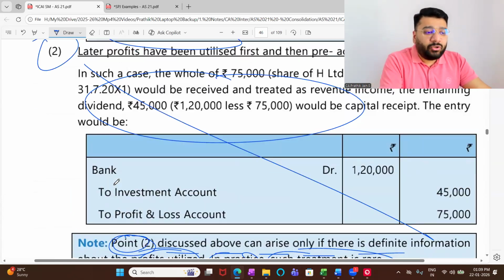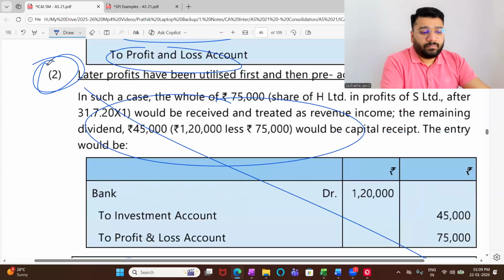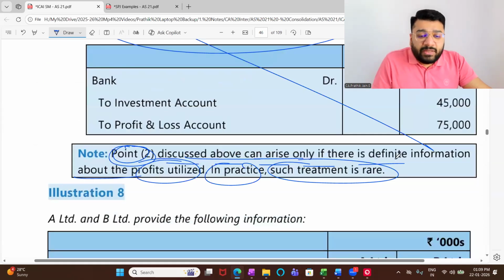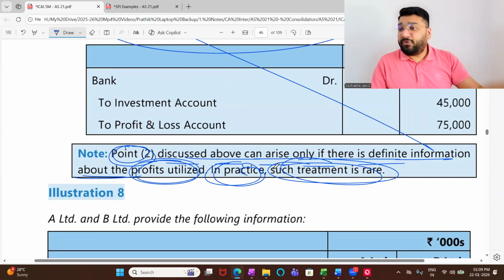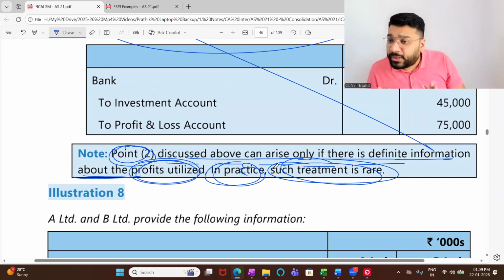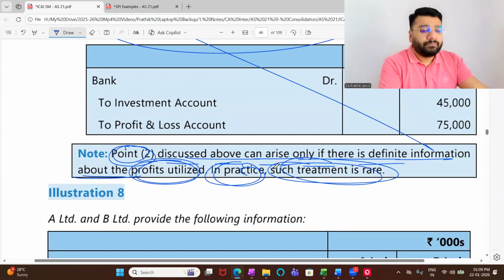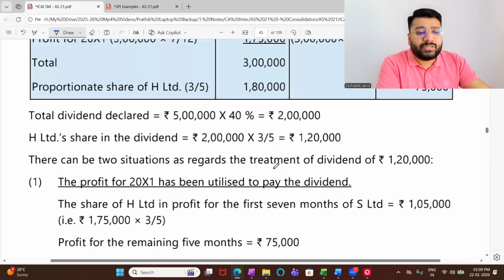Point 2. Which point 2? This point 2. Discussed above can arise only if there's a definite information about the profit utilized. How much profit actually is coming in pre-period and post-period. In practice, such treatment is rare. Means for exam purpose, it is not possible to do that. Okay, not okay. Any difficulty in illustration 7?